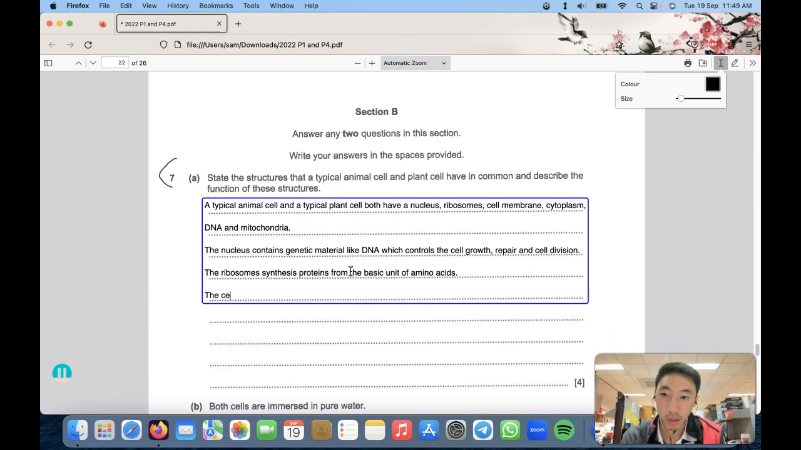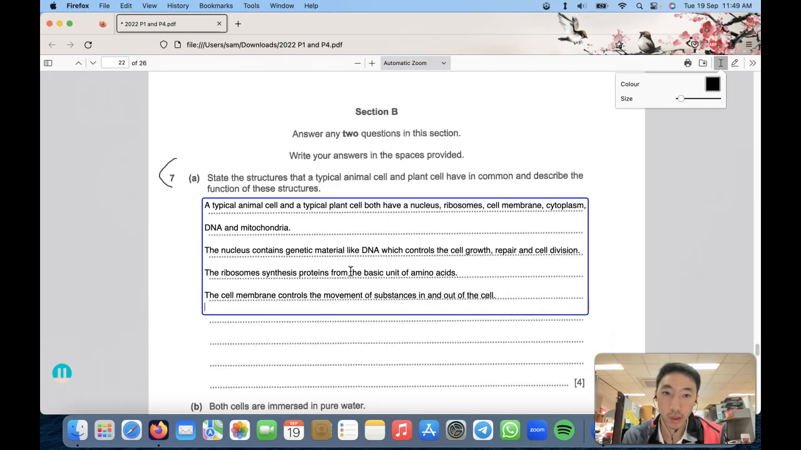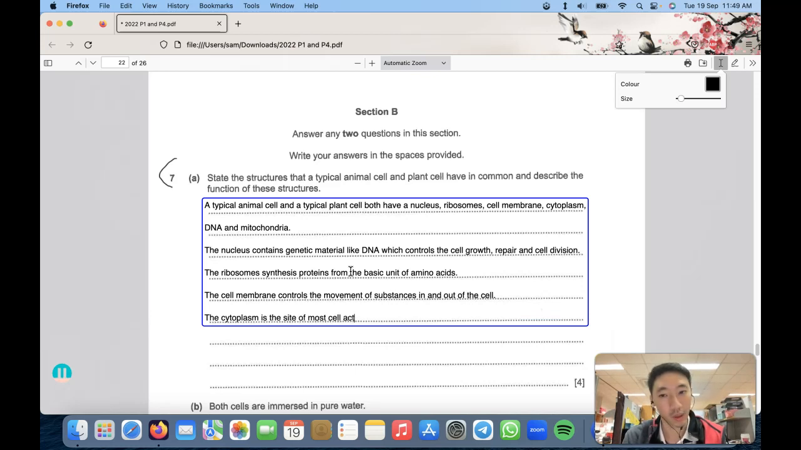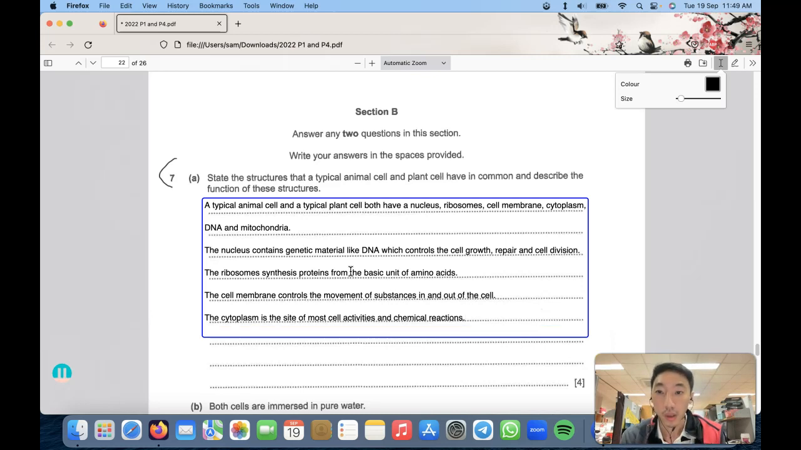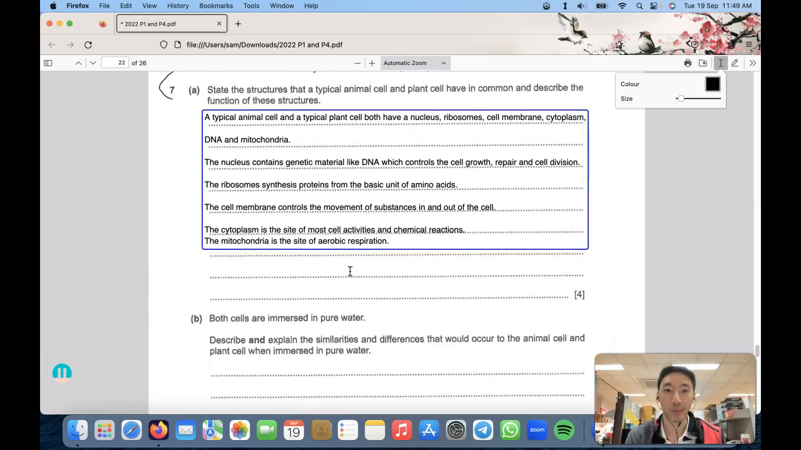The cell membrane controls the movement of substances in and out of the cell. The cytoplasm is the site of most chemical cell activities and chemical reactions. Then the mitochondria. The mitochondria is the site of aerobic respiration. Okay, and that's 4 marks.